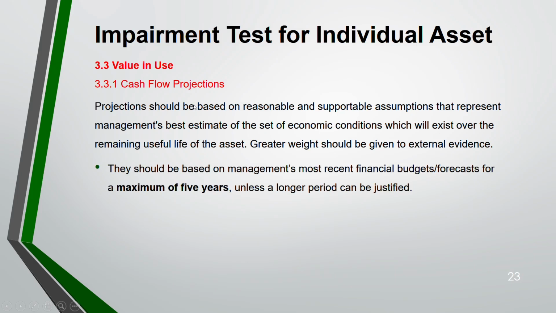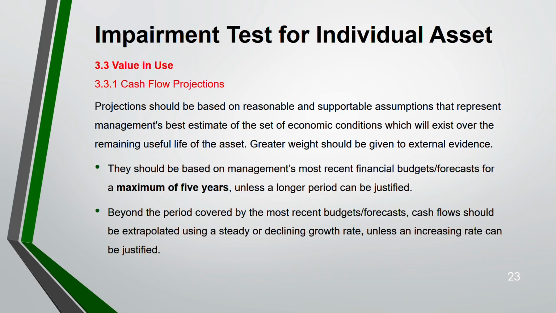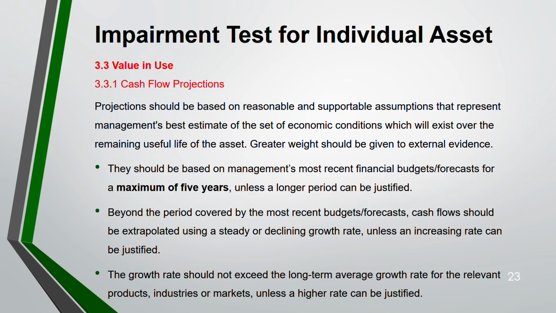Then, they should be based on management's most recent financial budgets, for a maximum of 5 years, unless you can justify a longer period beyond the period covered by your most recent budget. Cash flow should be extrapolated using a steady or declining growth rate unless you can justify an increasing rate. The growth rate should not exceed the long-term average growth rate for the relevant product, industry, or market unless you can justify a higher rate.